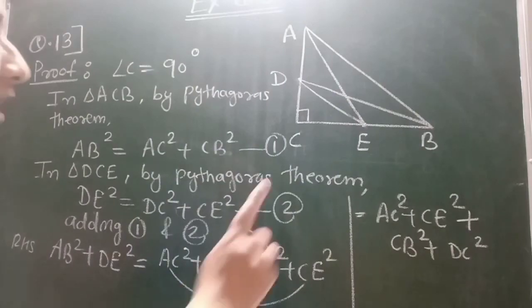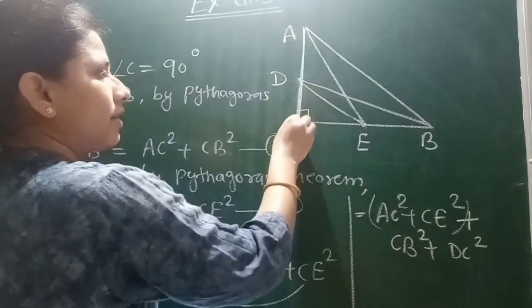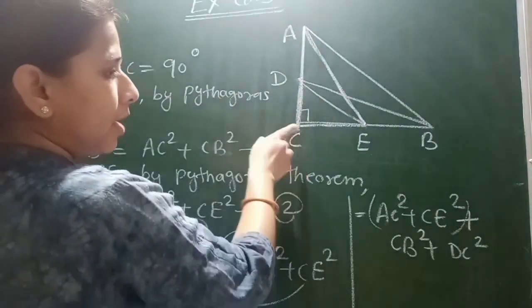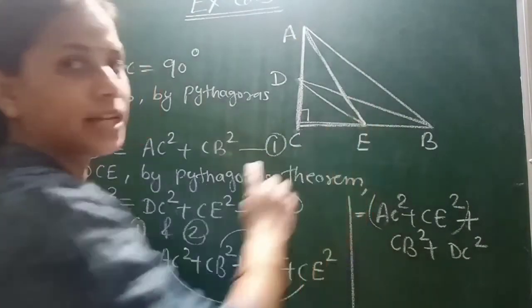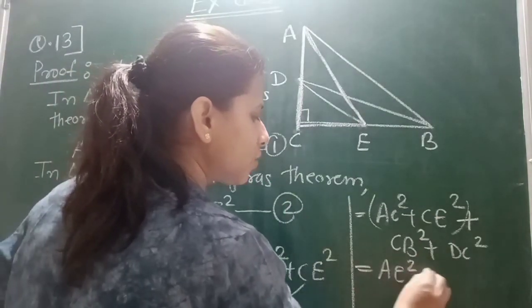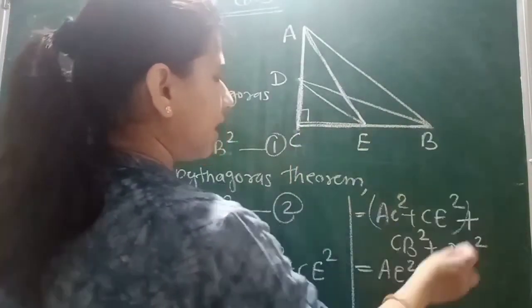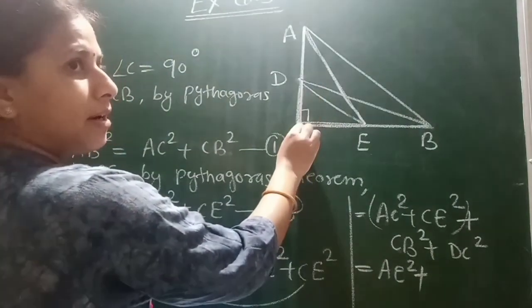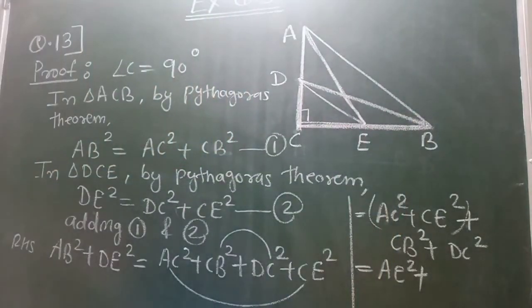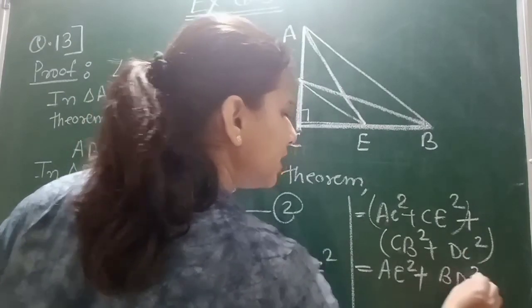Student, look at these two terms, AC square plus CE square. Look at this triangle. This one is also a right angle triangle in which AC square plus CE square equals the hypotenuse, it means AE square. So in place of this we can write AE square. Next step, CB square plus DC square. This one is your perpendicular and this one is your base, so the hypotenuse will be BD square. So in place of these two terms we can write BD square.